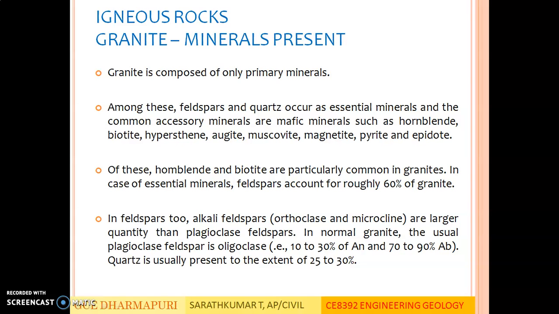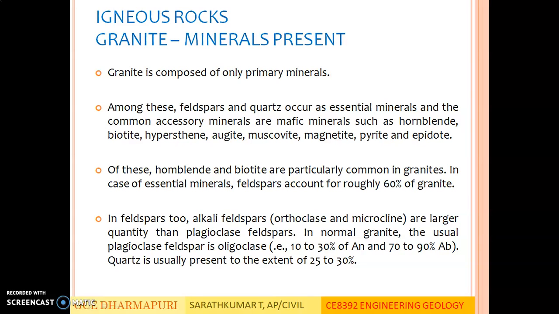Minerals present in granite. Granite is composed of only primary minerals. Among these, feldspars and quartz occur as essential minerals, and the common accessory minerals are metamorphic minerals such as hornblende, biotite, hypersthene, augite, muscovite, magnetite, pyrite and epidote. So only feldspar and quartz are essential minerals and the others are in very minor quantity. The minerals are given in this slide. Of this, hornblende and biotite are particularly common in granites.